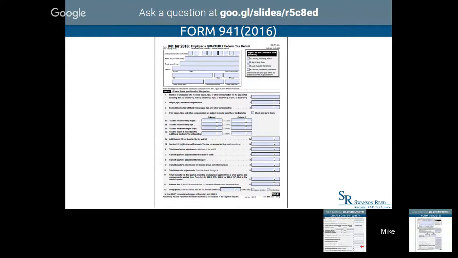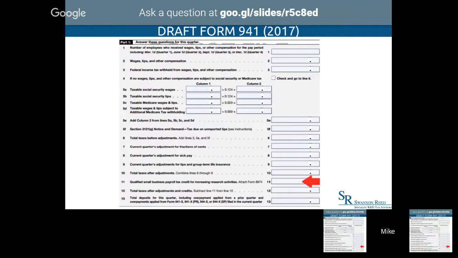This is a draft copy. I can't recall where I got it, but I got it from a credible source. This is what the draft 941 looks like now. You see that the IRS will start using this in the second quarter of 2017. See that line 11 down there? Qualified small business payroll tax credit for research activities. Now, what number goes in there?